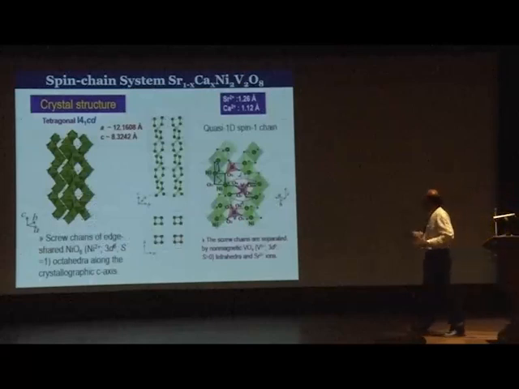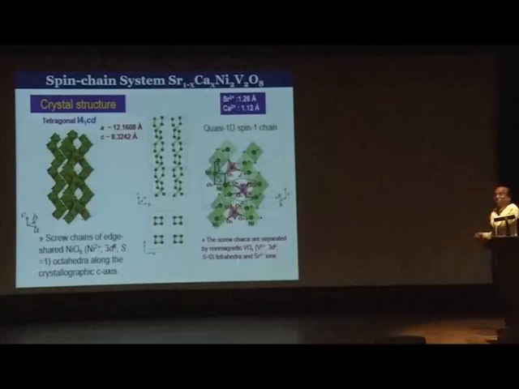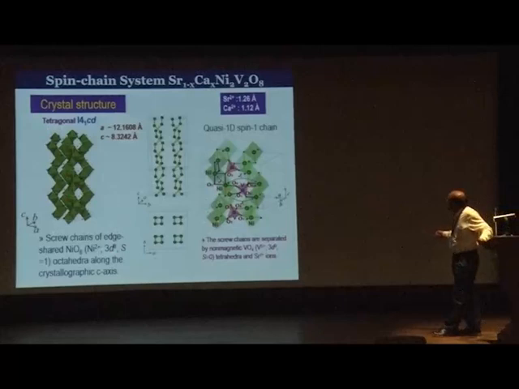This is the crystal structure which again comes out from the diffraction experiments. This is a screw type chain system, and we are dealing with nickel 2 plus 3d8, so spin 1. In this case, vanadium is in 3d0 state, so it doesn't carry any ordered moment, so we are dealing with only nickel. Now this is a screw type chain, and you see the exchange paths for the nickel go like this.